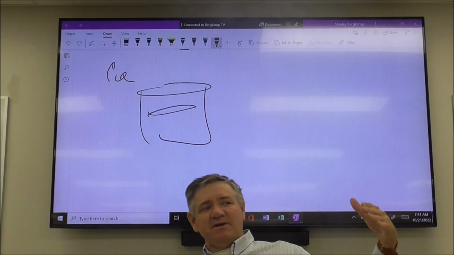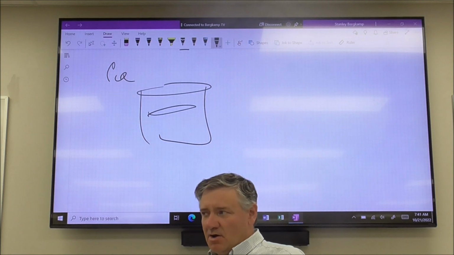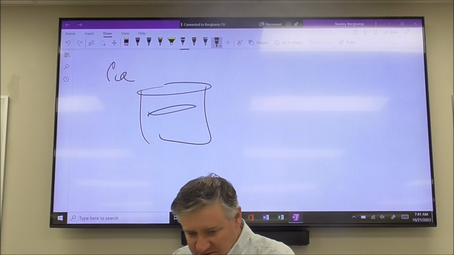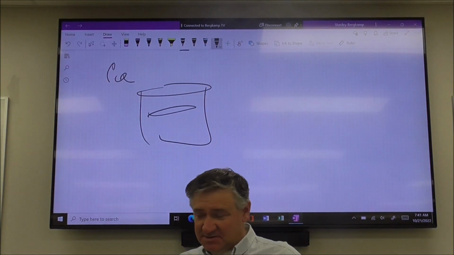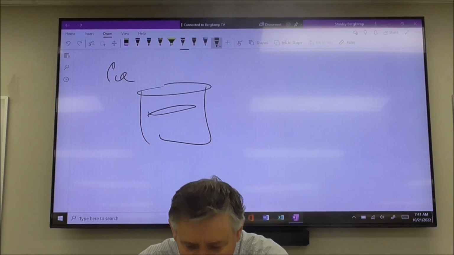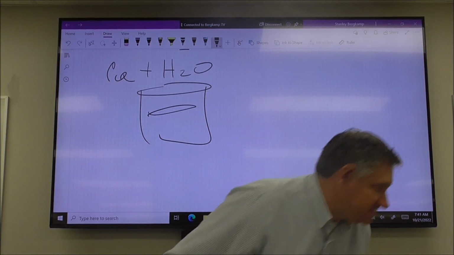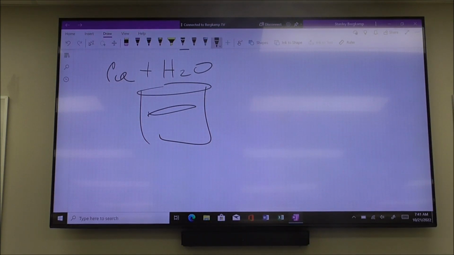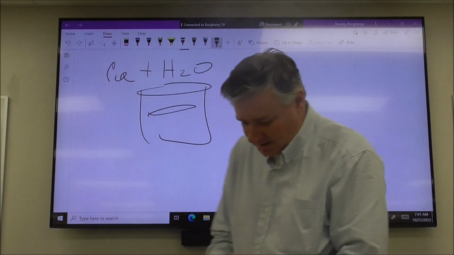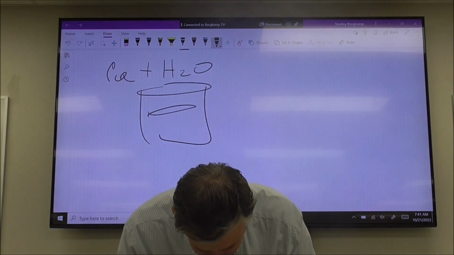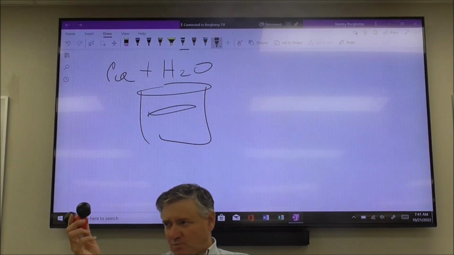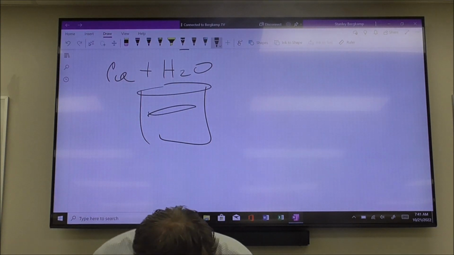Our next big thing, once we get past this, is writing and balancing chemical equations. A chemical equation basically tells you what's happening. You took calcium and you dropped that into water. Here's the short version of what happened. Here's your water molecule, 1 oxygen, 2 hydrogens.